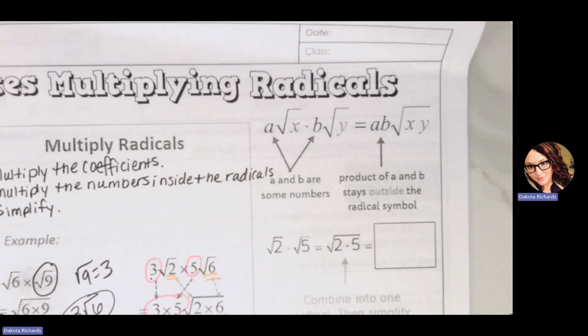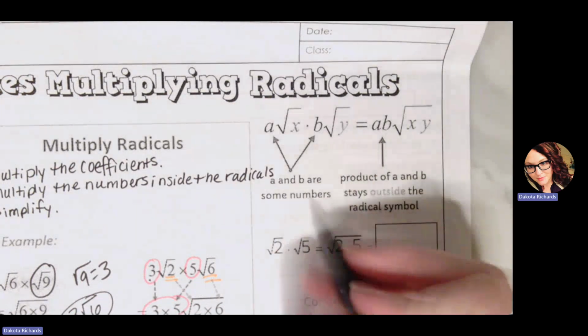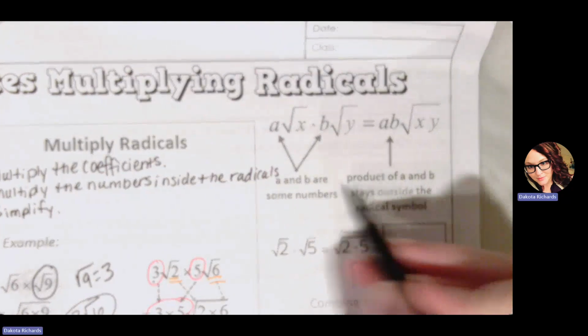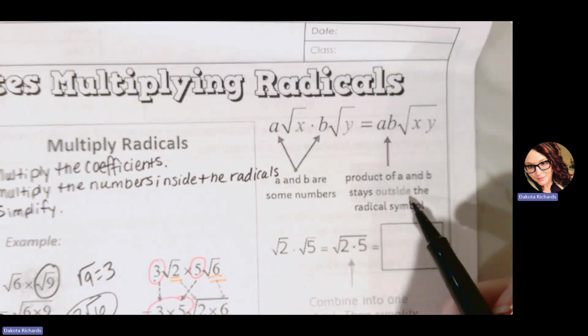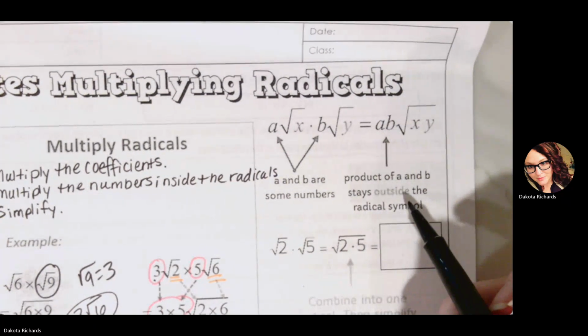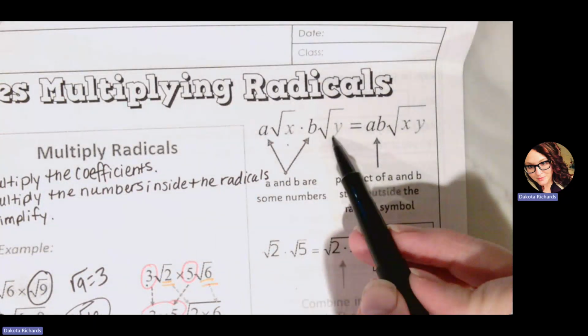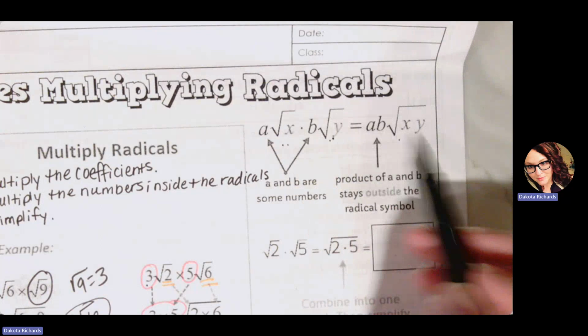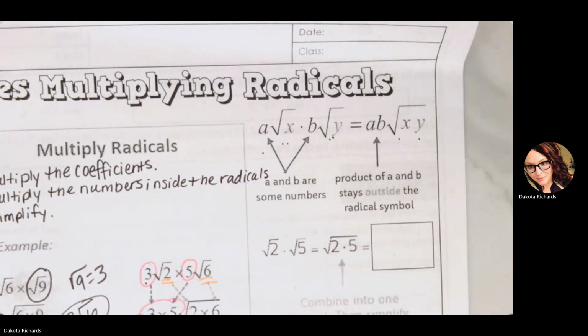So this one says a square root x times b square root y. So a and b are some numbers, and ab is going to be the product of a and b, and it stays outside the radical. And again, the numbers on the inside, x and y, stay on the inside. So outside stays with outside, inside stays with inside.